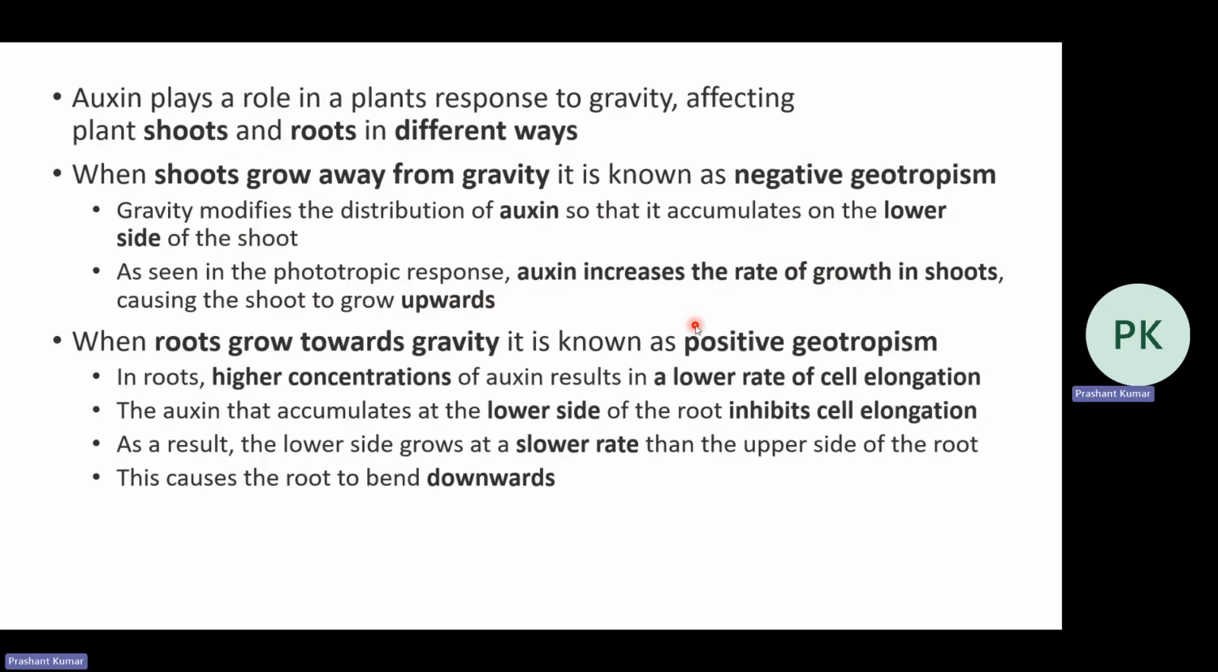When the root grows downward towards gravity, known as positive geotropism, a higher concentration of auxin in the root results in a lower rate of cell elongation, right? Auxin that accumulates at the lower side of the root inhibits cell elongation. As a result, the lower side grows at a slower rate, and this causes the root to bend downward.